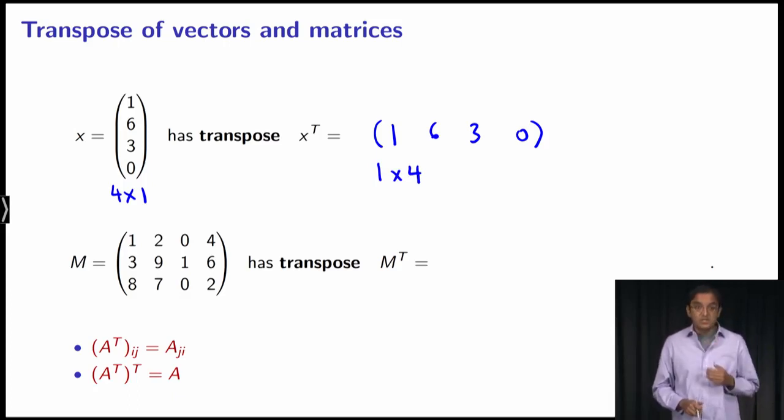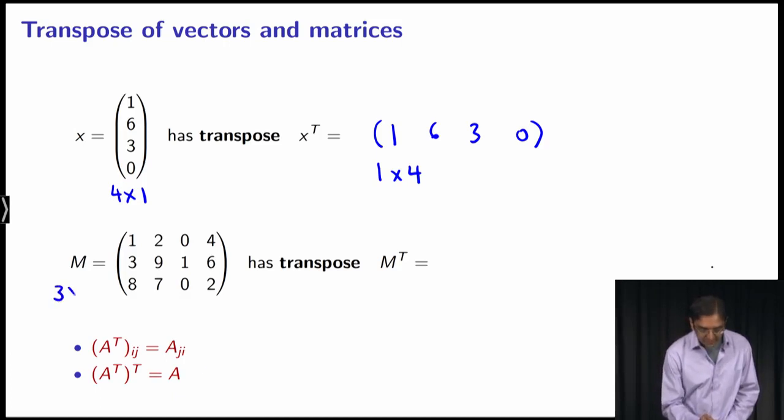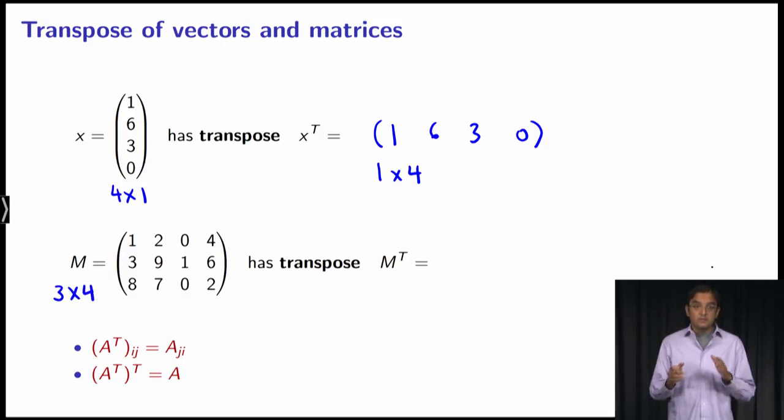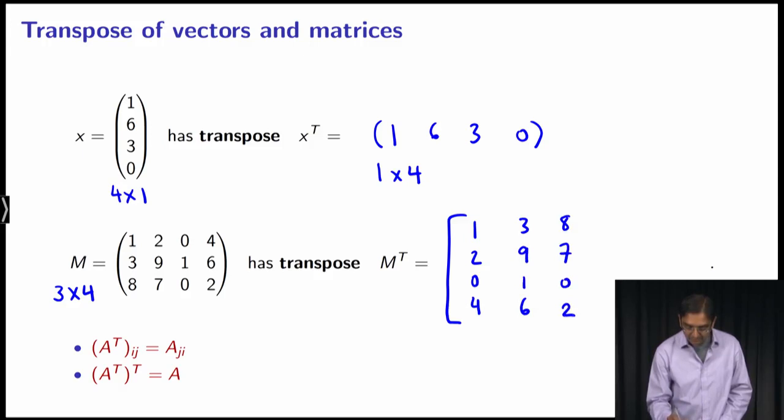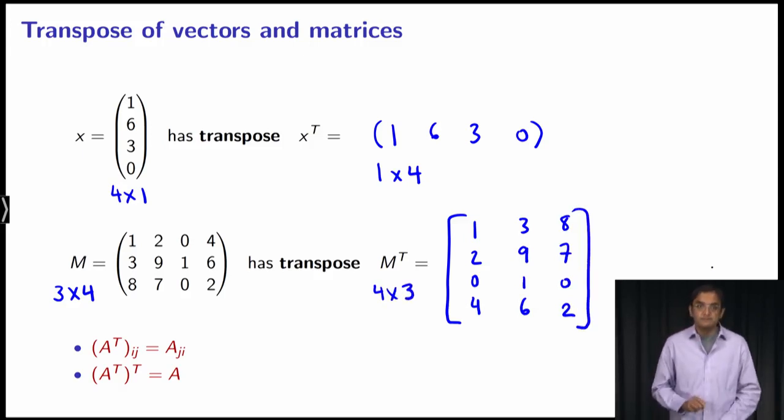Likewise, we have a matrix over here. It has 3 rows and 4 columns, so it's a 3 by 4 matrix. And to take its transpose, what we can do is we can just look at the first row of the matrix and write it down as a column. So 1, 2, 0, 4. And then the second row and write that down as the second column. And the third row and write that down as the third column. And so it's a 4 by 3 matrix.